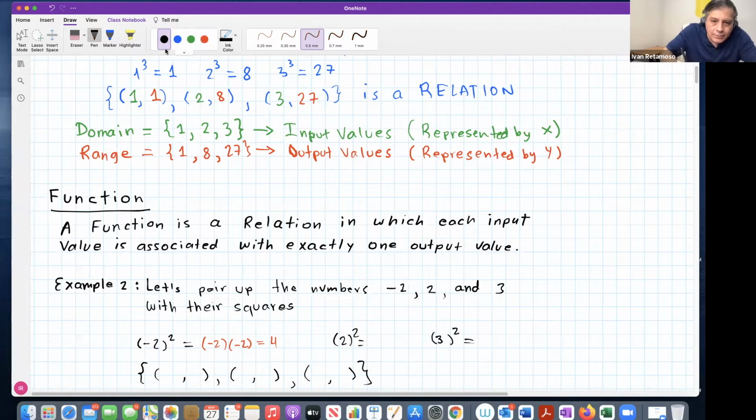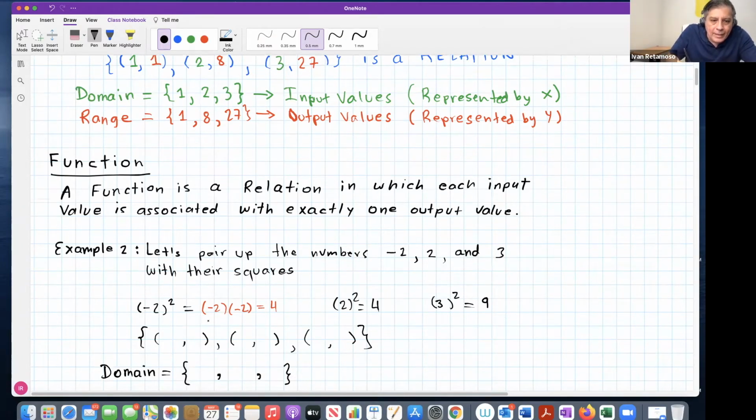So let's write out 4. 3 squared, 3 times 3, 9, right? 9. Okay, so we get -2 paired up with 4, its square. +2 paired up with 4, its square. And +3 paired up with 9, its square, right?